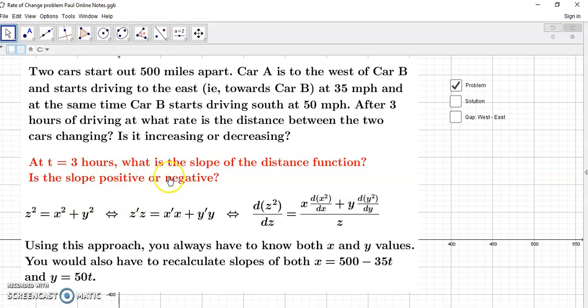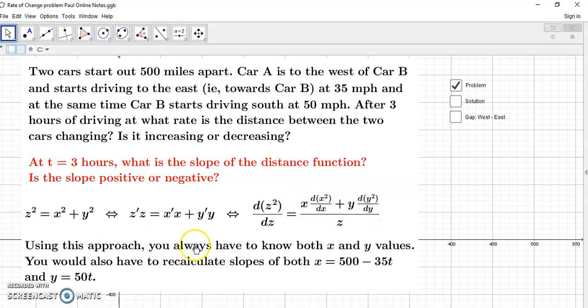Is it positive or negative? So initially we start off with the circle, and we know that z, but if we take z is equal to the square root of this, we have the distance between the two cars at a given time, at a given point, at a given x, y, okay? And of course, if we do implicit differentiation, we get this, and if we get z on its own, the derivative with respect to z, then this is the expression here.